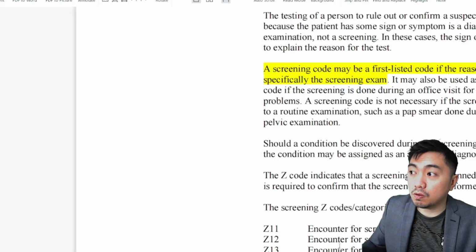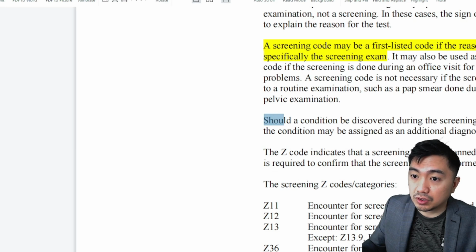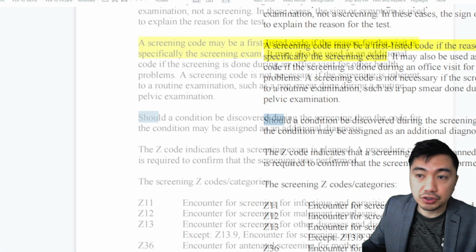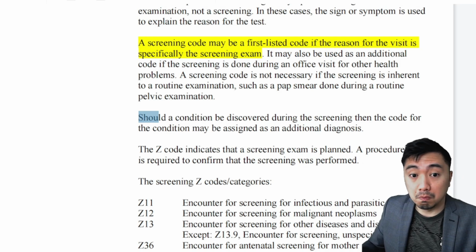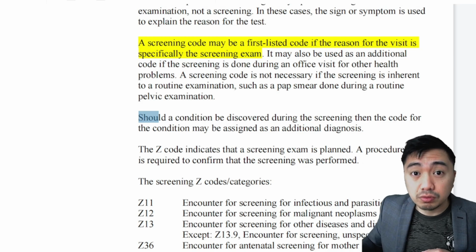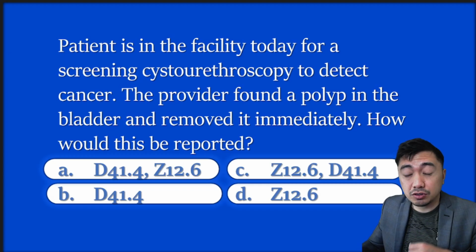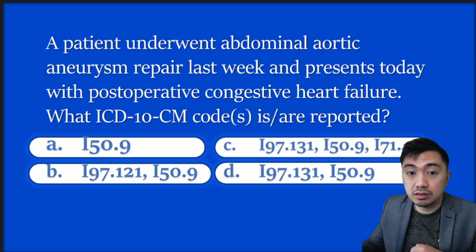All right, so I hope it's clear, guys. Take note of that. So you have this. Should a condition be discovered during the screening, then the code for the condition may be assigned as your additional diagnosis. Okay, let's now proceed to your fifth and final question for $1,000.